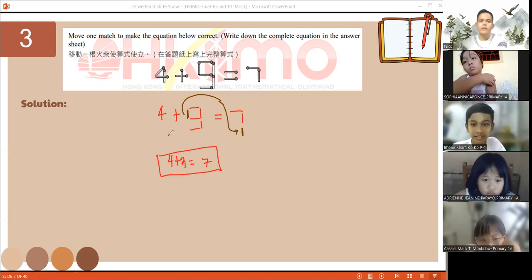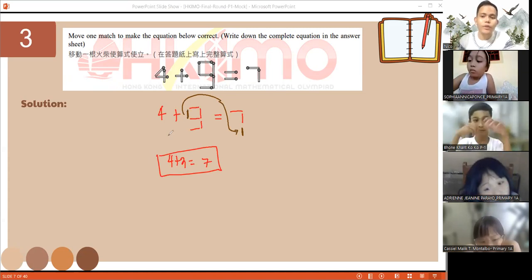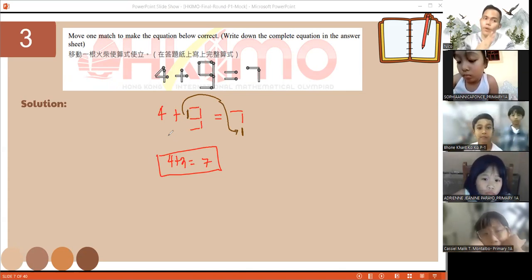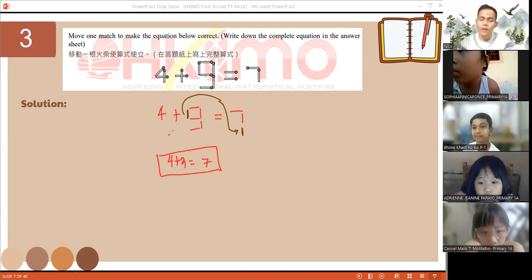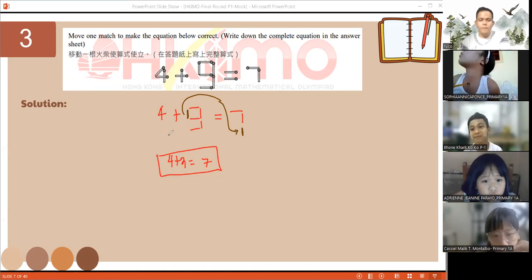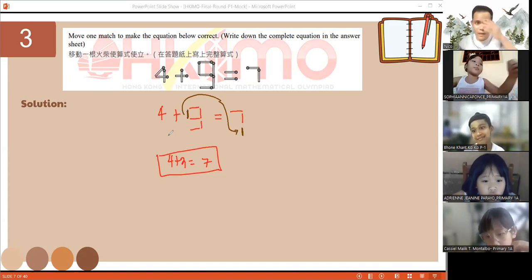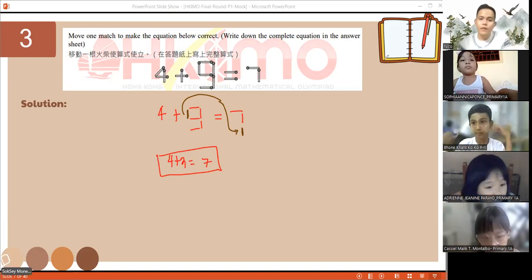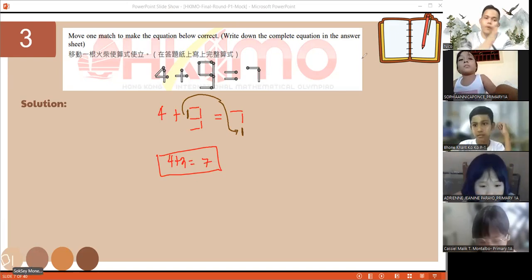Common errors again is that they don't write the complete equation. Okay? It should be a complete equation. So meaning it should be 4 plus 3 is equal to 7. Okay? 4 plus 3 is equal to 7. Not just 4 plus 3, huh? That would be wrong. Or if you write only is equal to 7, that's still wrong. It should be 4 plus 3 is equal to 7.